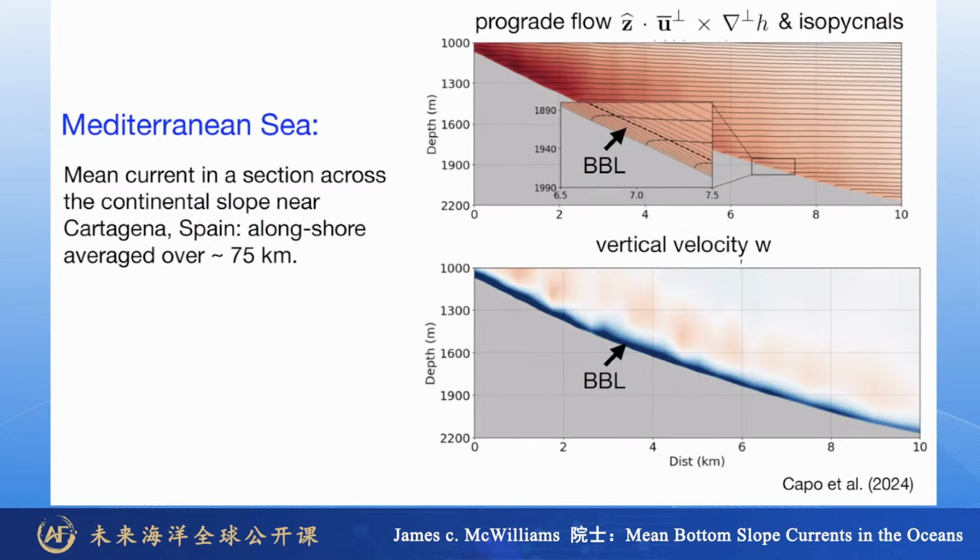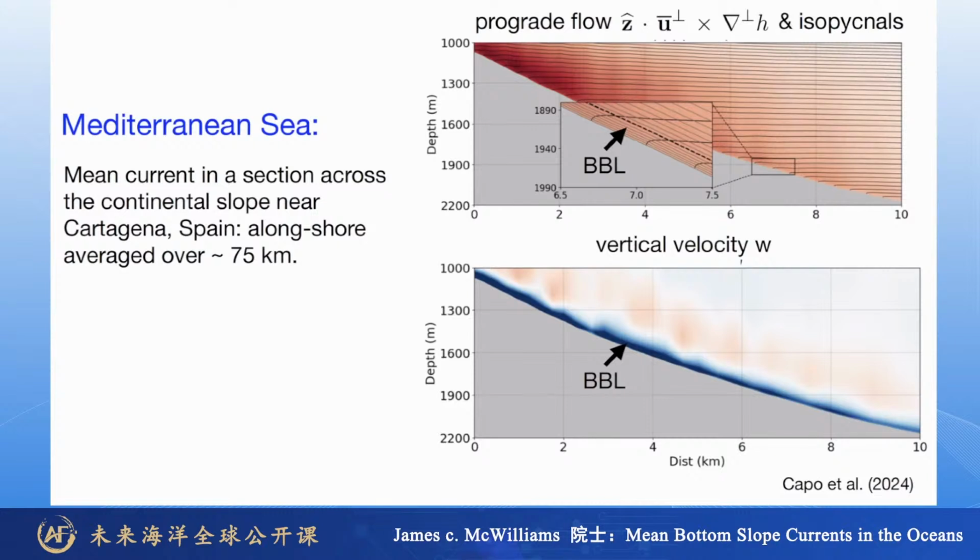But the along slope flow, which is what's colored here, is topostrophic, and it's most intense near the bottom, but it extends vertically many hundreds of meters, and it is a very simple dominant pattern of topostrophy. If you look at the vertical velocity in the cross slope plane, what you see is that in the bottom boundary layer it is downhill, and above it is uphill.